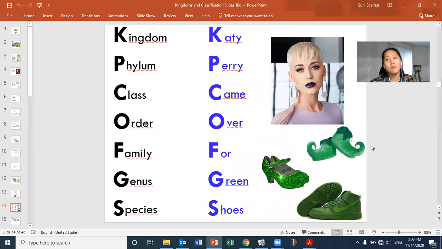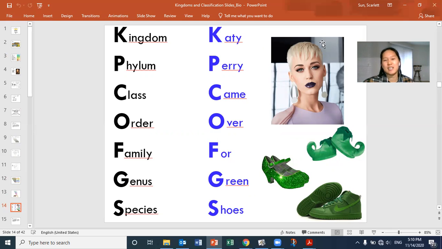So again, we have a bunch of ways for you to remember the KPCOFGS for kingdom, phylum, class, order, family, genus, species. And one example would be like, Katy Perry came over for green shoes. And this is a mnemonic device that helps you remember the letters and then helps you remember the words.